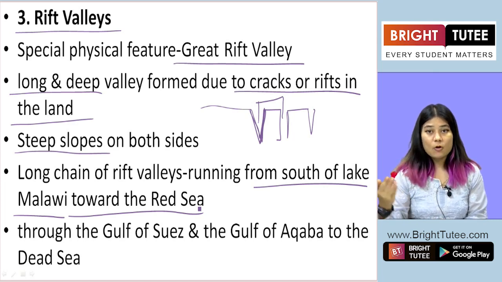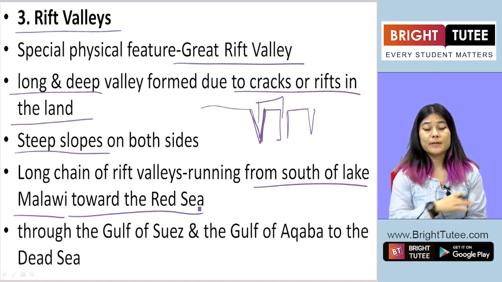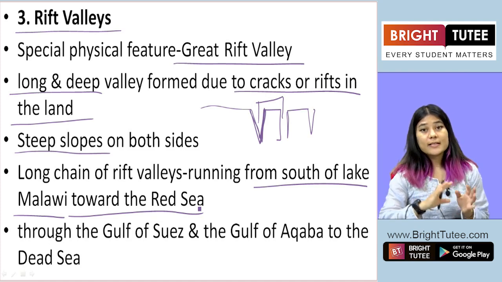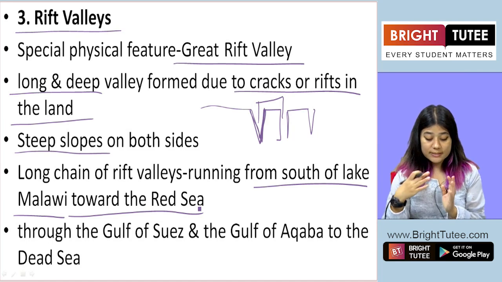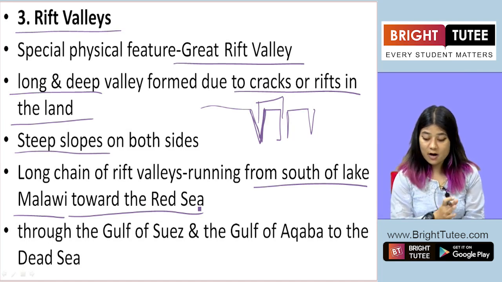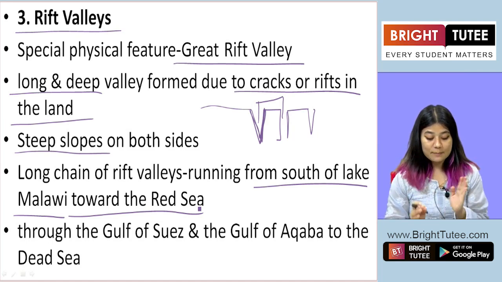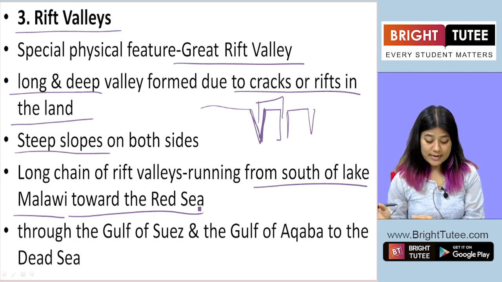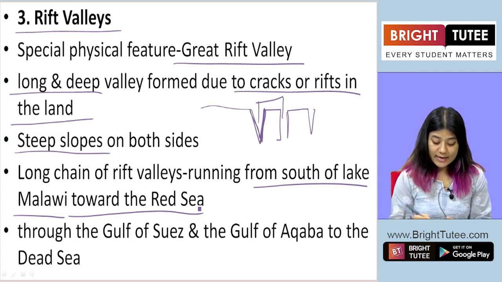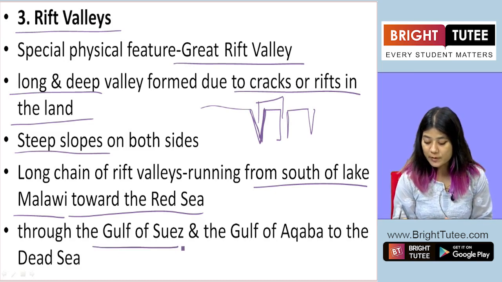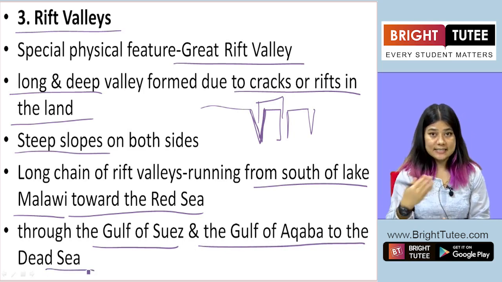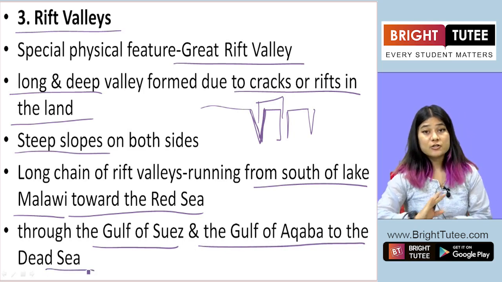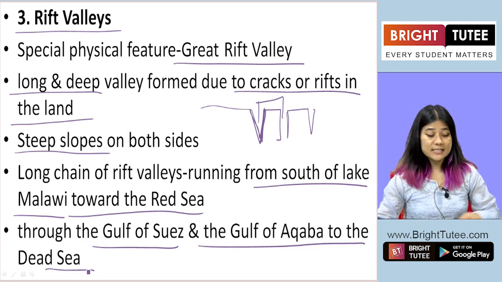So that is called the Great Rift Valley because it's a very long and deep series of rift valleys that run from south of Lake Malawi towards the Red Sea, and from there it again continues to run through the Gulf of Suez and Gulf of Aqaba to the Dead Sea. So it stretches for long distances.